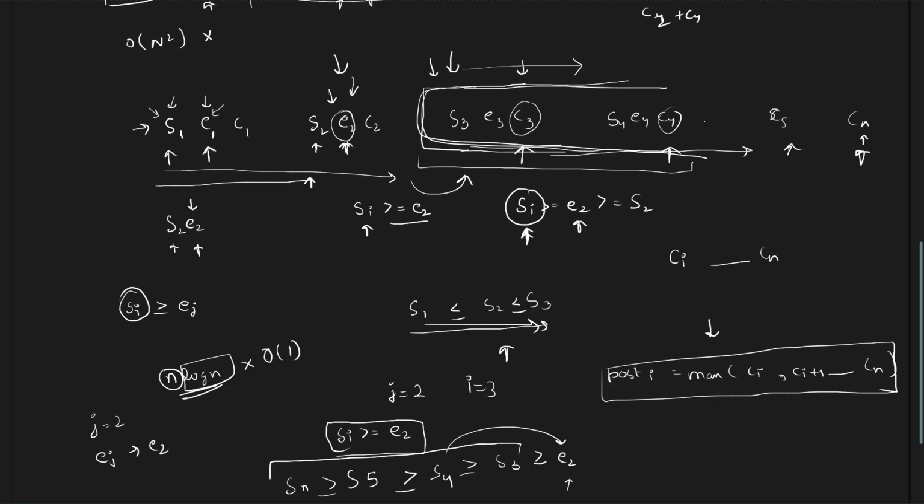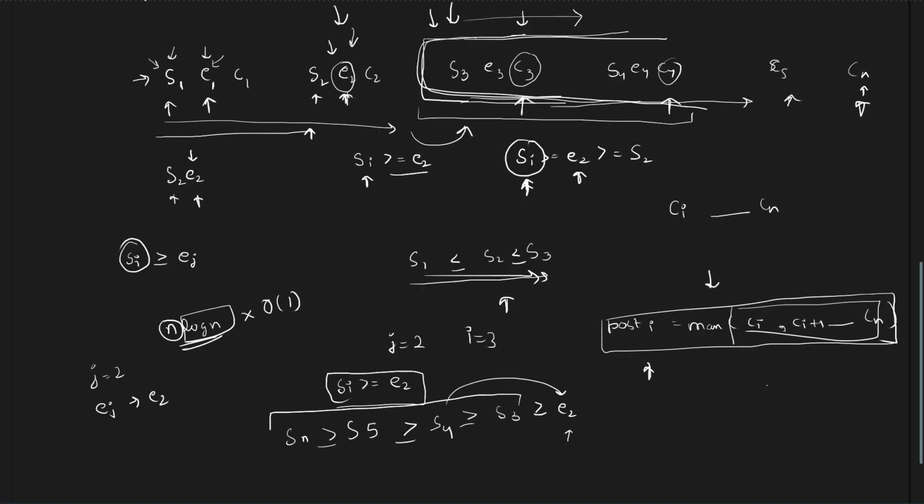So I can answer this query effectively if I use a postfix array, where post of I will denote the maximum value among c of I plus 1, I plus 2, and up to cn. This would be the overall solution with the help of which I can find my answer. For each j, once I have found that I, I can easily answer the post of I query. So my final answer would be c of j plus the element stored at post of I. This would be one of my candidate answers, and I can take the maximum of the answer and this particular value.